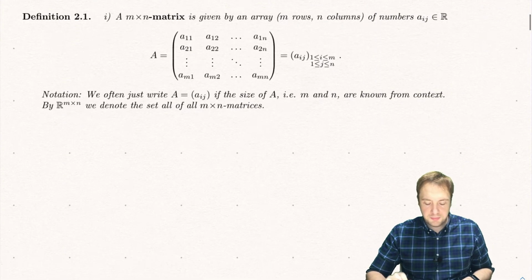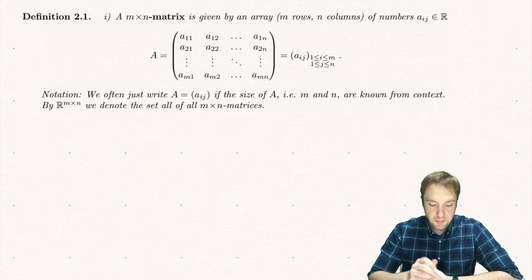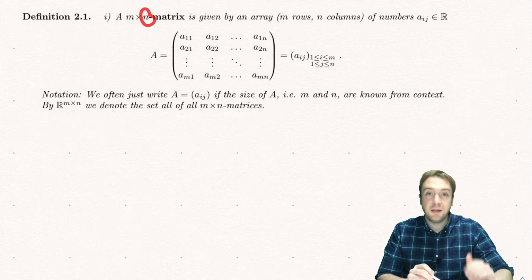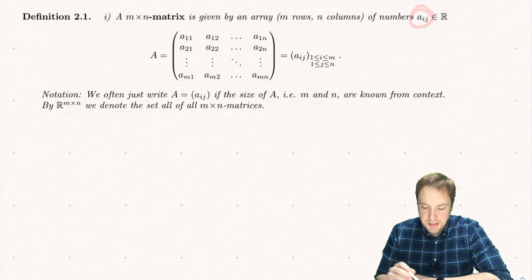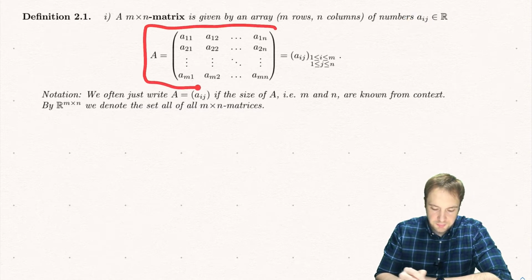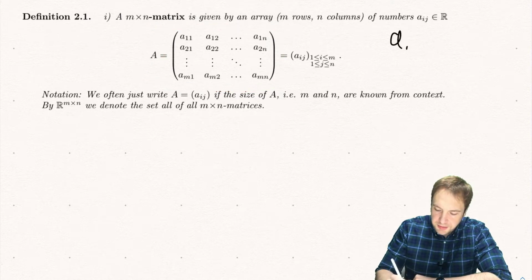So what is a matrix? So some of you maybe saw these already in high school. And a matrix is just an array. So an m times n matrix is given by some array of numbers, where the first number here is the number of rows, and the second number is the number of columns. So in this case here we have m rows and n columns, and we have these numbers. So we have m times n numbers a_ij, which are real numbers. And then we write the matrix A is given by the array of these numbers. And here in this a_ij, the first entry always indicates the row, and the second the column.